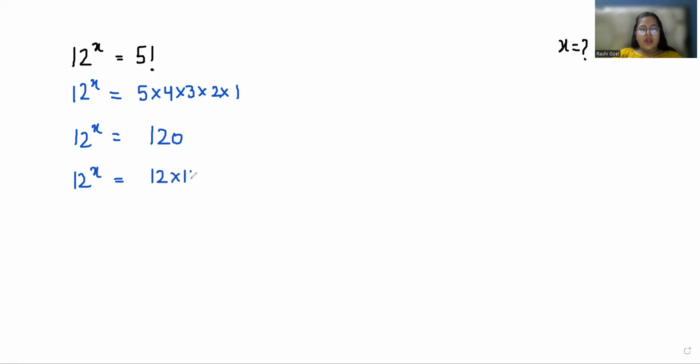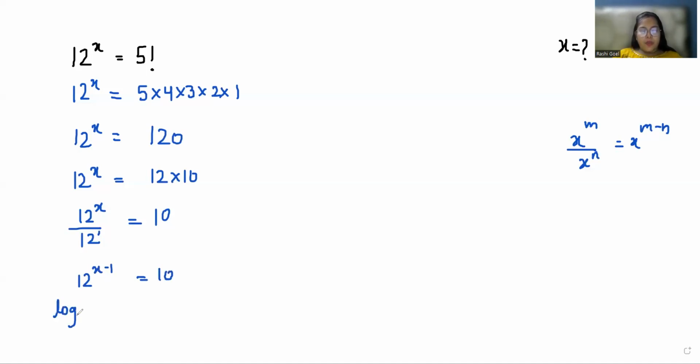We can break it as 12 times 10. So 12^x / 12 = 10. Exponent rule: x^m / x^n can be written as x^(m-n). So here it is 12^1. So 12^(x-1) = 10.